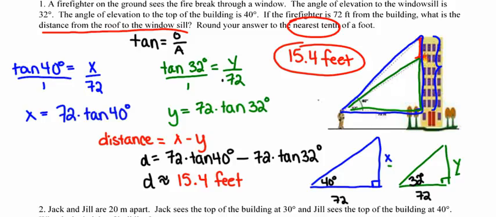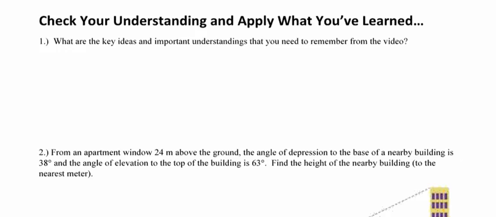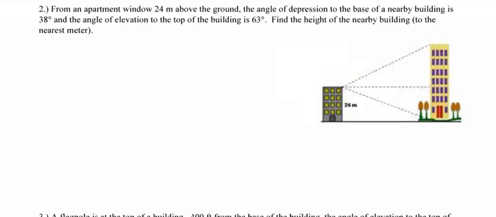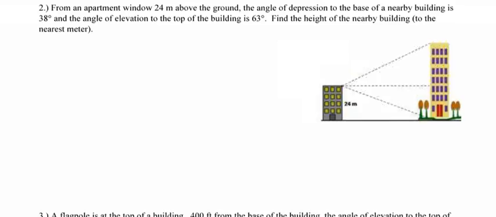At this point, I'm going to skip over Jack and Jill in number 2, and I'm actually going to proceed to the very last page and talk a little bit about question number 2 on that page. So this problem has to do with an apartment window that's given to be 24 meters above the ground, and it talks both about the angle of depression and the angle of elevation. They want us to find the height of the nearby building.